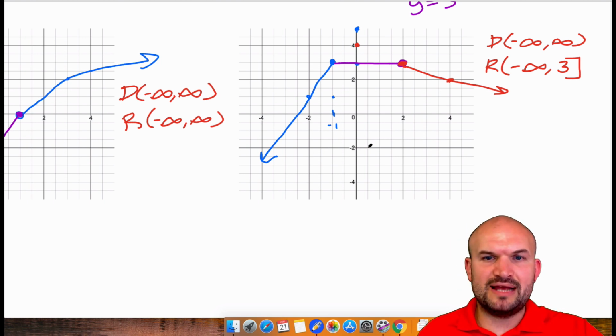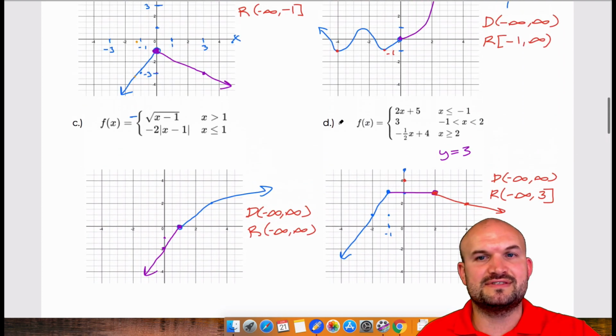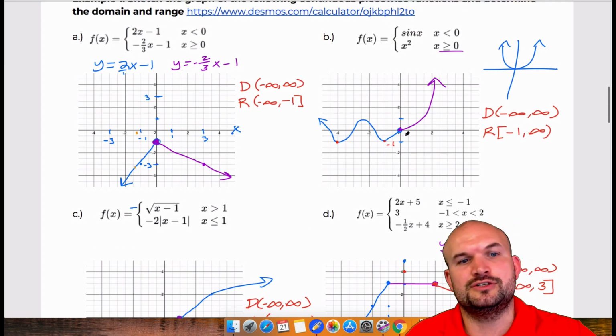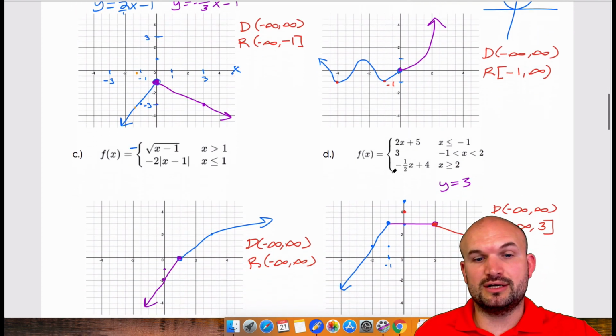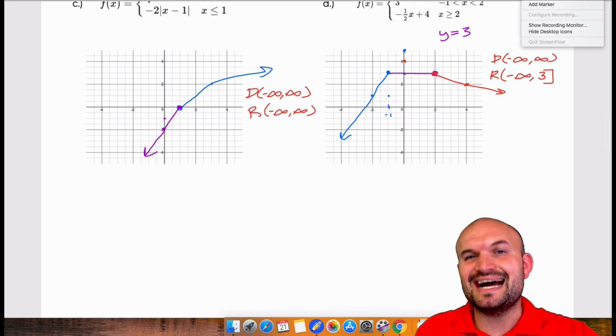So that's when we have piecewise functions that are connected. You can see that each of the graphs that I did are all nice and connected, and that makes identifying the domain and range rather simple. So now what we'll do is look at some examples of when we have piecewise functions that are not continuous.